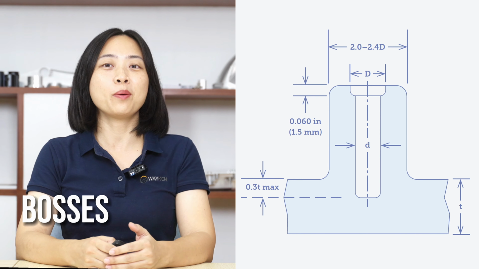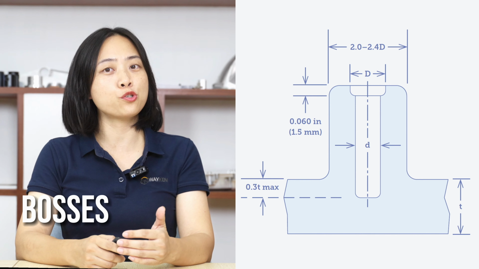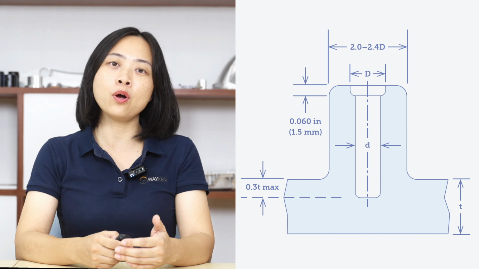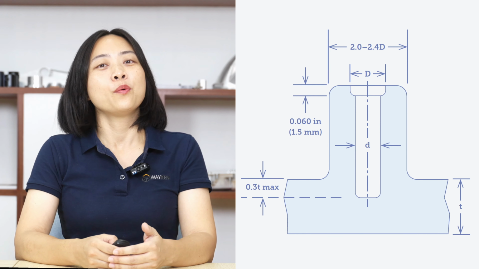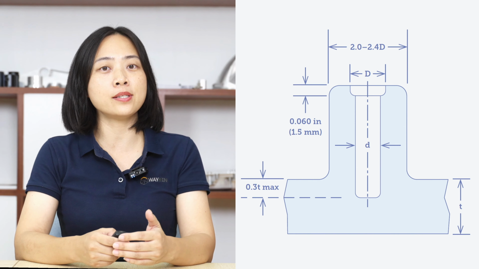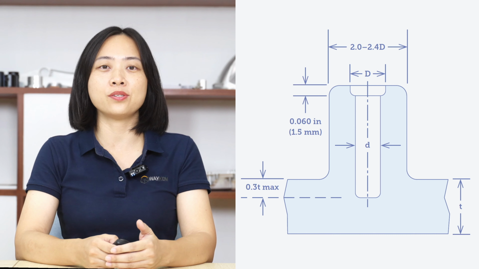Second, let's talk about bosses. Bosses can help us introduce more structural support in areas where it is needed, such as screw holes and slots. We can also provide quick assembly by creating bosses that snap into each other for alignment, similar to dual pins.